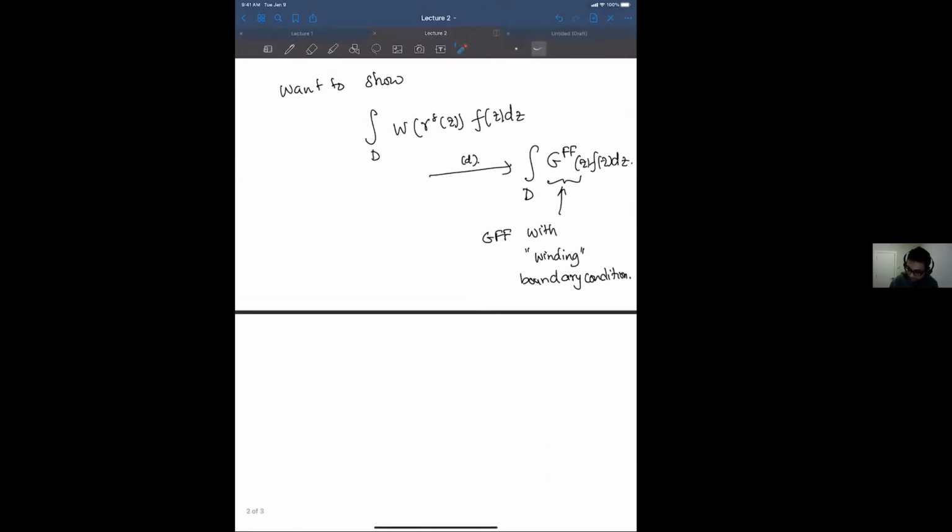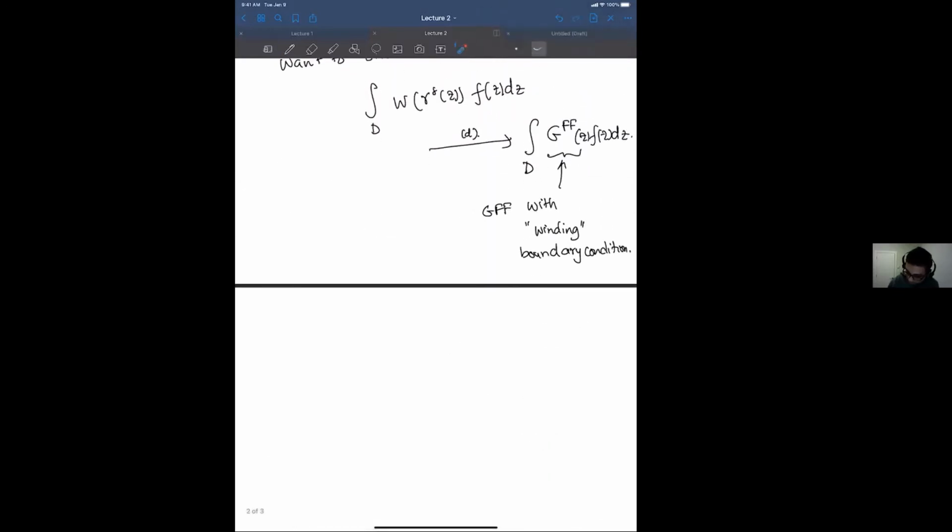Okay. So what will be our strategy? Well, the winding of gamma delta at z, we are going to divide it into two parts.